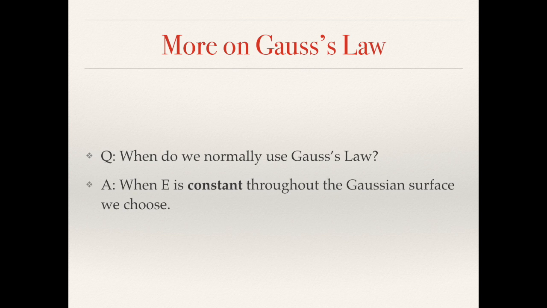So when do we normally use Gauss's law? The answer is when the electric field E is constant throughout the Gaussian surface we choose. Therefore, when we choose the Gaussian surface, we should make it as symmetric as we can.